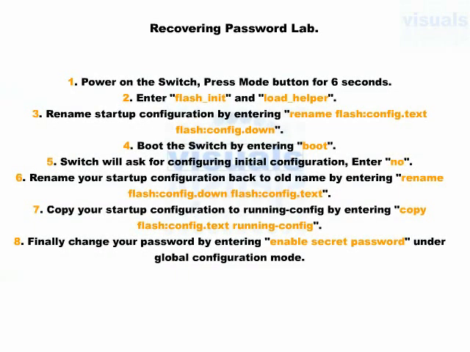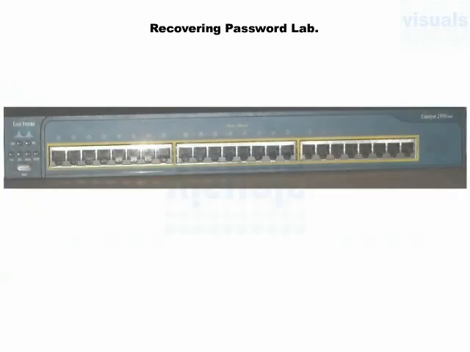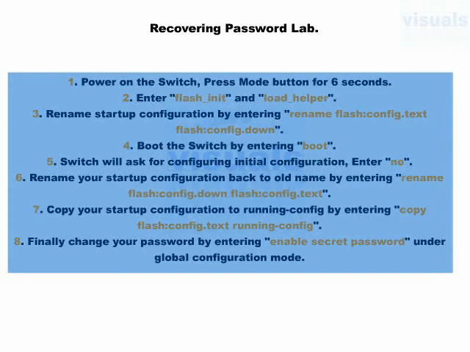Let me show you the mode button of my Cisco Catalyst 2950. So this is the front of the Cisco Catalyst 2950 and this is the mode button you can see here. Press this button for 6 seconds when you power on your switch. When you release this button, you will get the prompt and there you have to perform step number 2. Enter flash_init and after performing this command, perform another command which is load_helper. Well, load_helper provides you some features which you're going to use in step 3, like renaming the startup configuration.